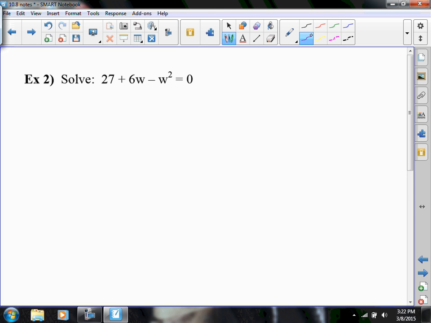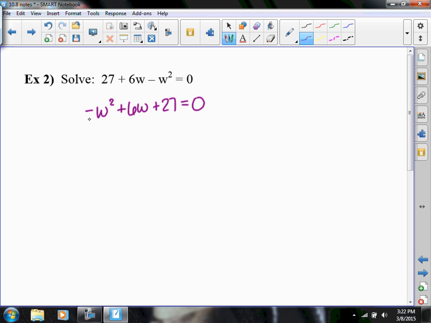Okay, now our last example here is to solve this equation. Now this equation, it's written in increasing order, kind of. So if we're going to factor, we want to rewrite it so that it's in descending order. So I'm going to rewrite it so that the negative w squared comes first, and then the 6w, and then the 27.